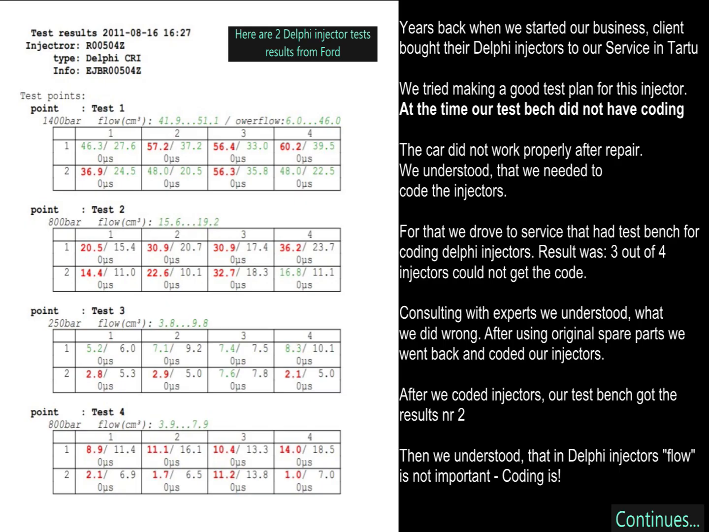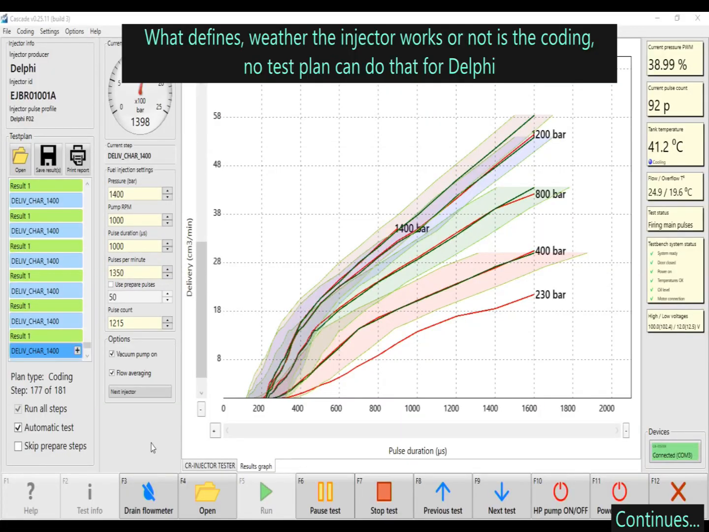Consulting with experts, we understood what we did wrong. After using original spare parts, we went back and coded our injectors. After we coded the injectors, our test bench got the results number 2. Then we understood that in Delphi injectors, flow is not important, coding is. What defines whether the injector works or not is the coding. No test plan can do that for Delphi.